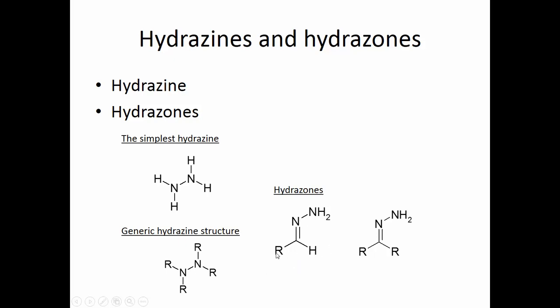Hydrazones look like this. Again, we have an R group, and a nitrogen double bonded to the carbon here. We can have either a hydrogen here, or another R group here. But we always have a nitrogen bonded here, double bonded to the carbon, plus the nitrogen-nitrogen bond here.